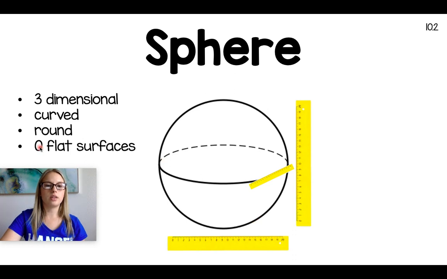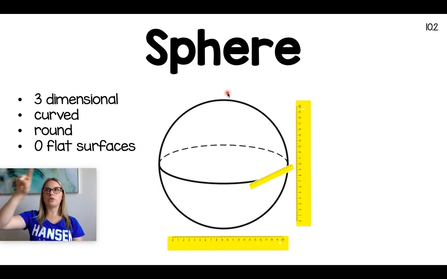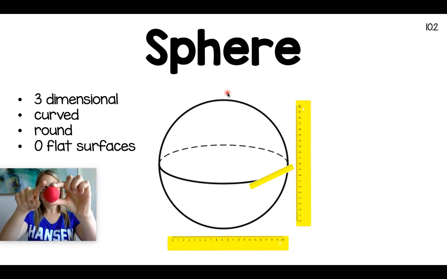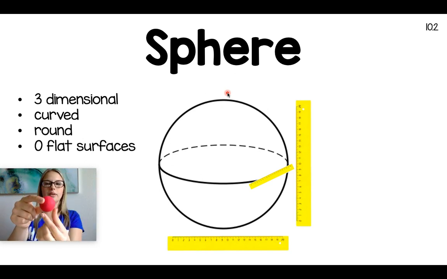We also know that a sphere is round. It goes around. If you took your finger and you drew a circle, that also goes around, right? So does a sphere. A sphere is round. I can't go around it. A sphere is round and curved.